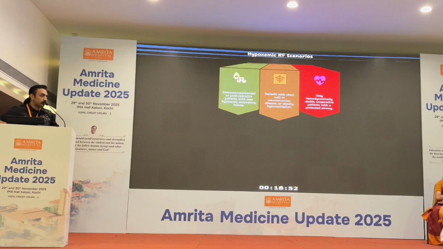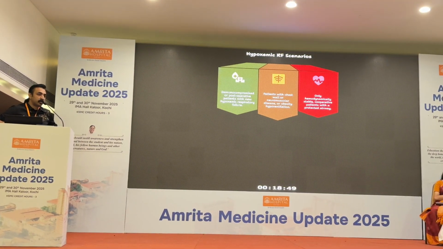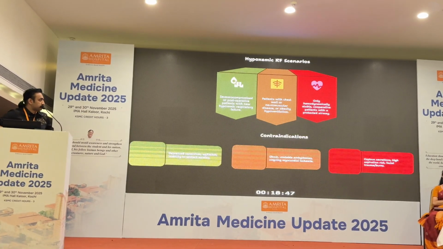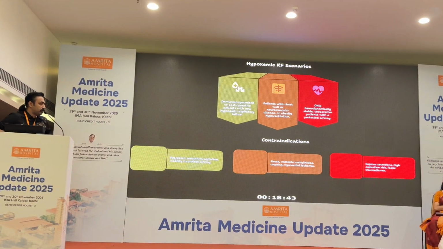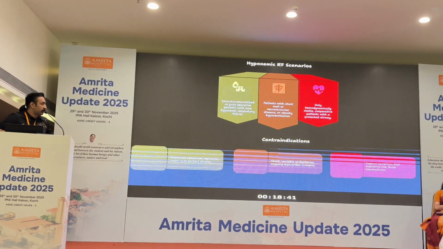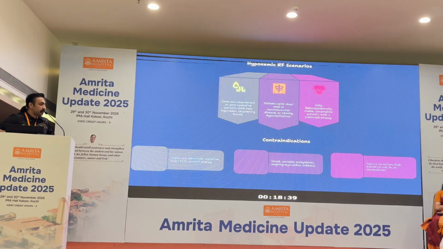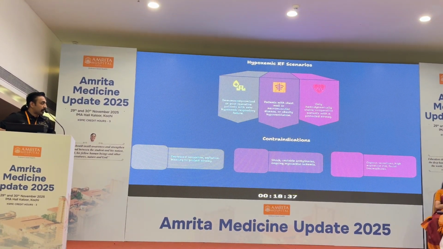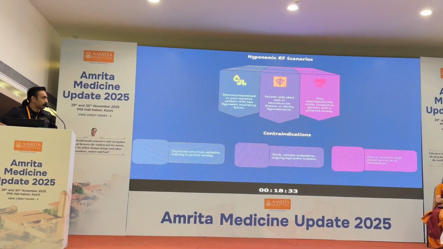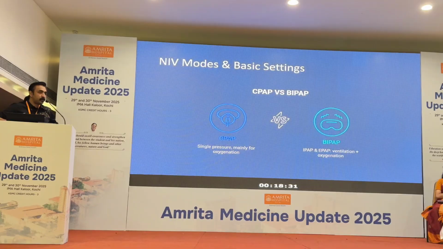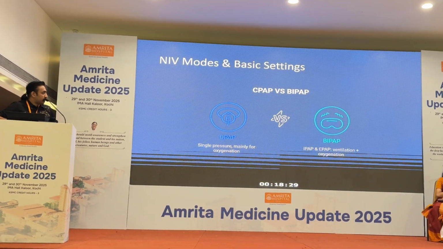Make sure that the patient has a good conscious level and reasonable hemodynamic stability before putting the patient on NIV. Contraindications, of course: a depressed level of sensorium, agitation, inability to protect airways are strong contraindications for NIV. Shock, unstable arrhythmias, and myocardial infarction are relative contraindications, and copious secretions, high aspiration risk, and facial trauma are again strong contraindications.